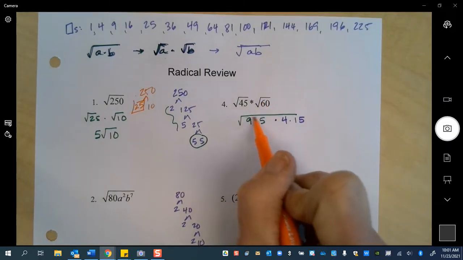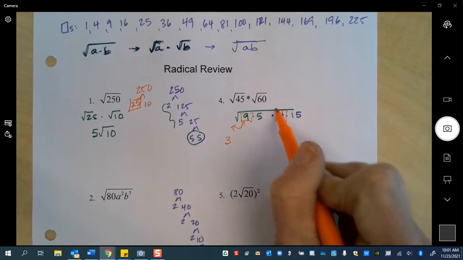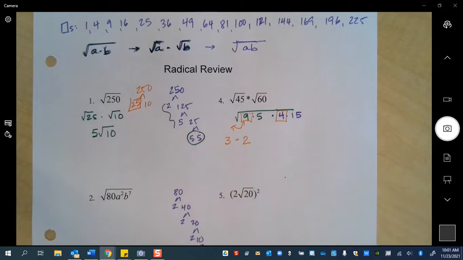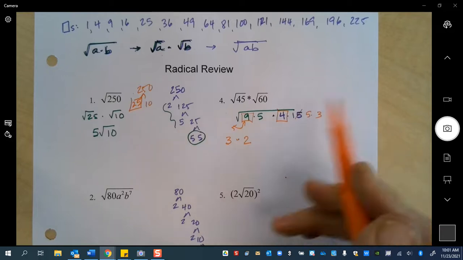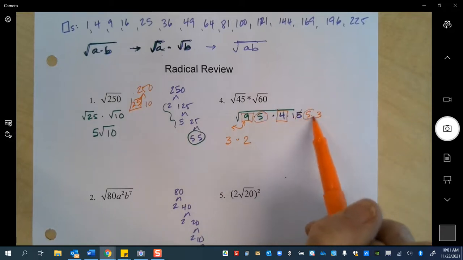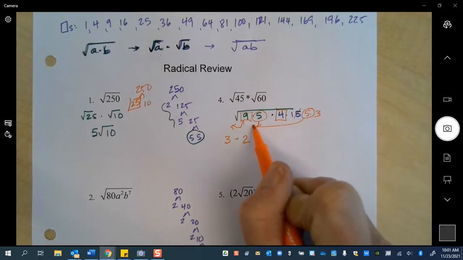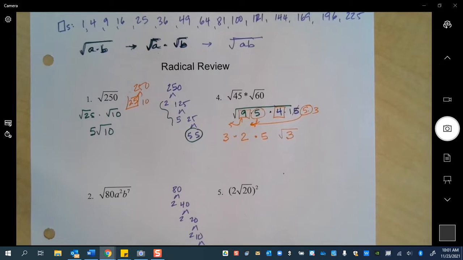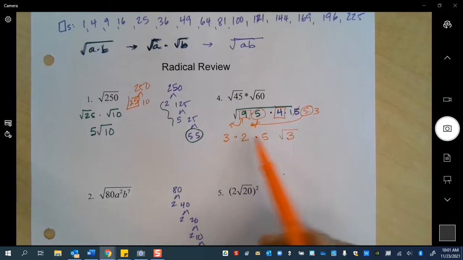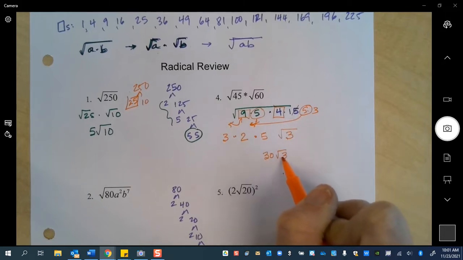So here's what I love. 9's a perfect square. He comes out as 3. 4's a perfect square, and he comes out as 2. Now I know 15 is 5 times 3, and here I have a double factor. Anytime I have a double factor, it comes out as 1. And that's going to leave me the square root of 3 with no friends. 3 times 2 is 6. 6 times 5, 30. So I wind up with 30 roots of 3.